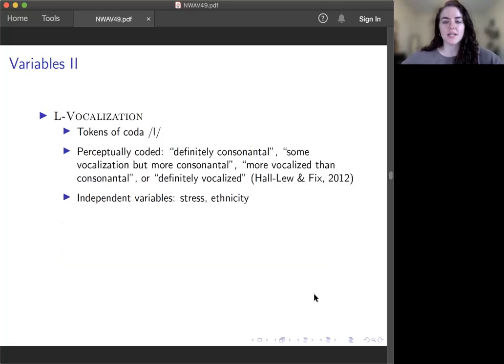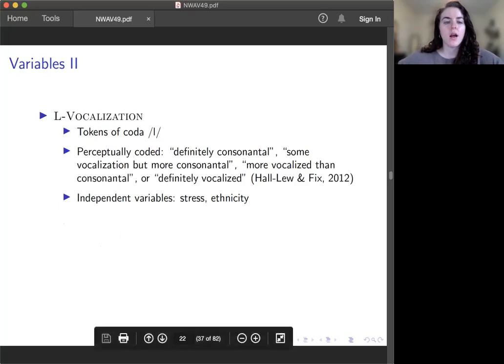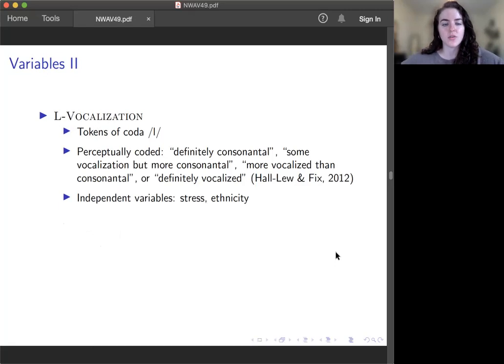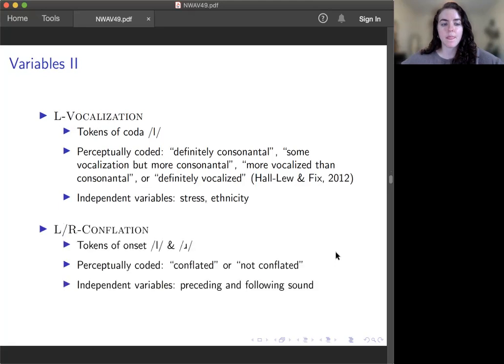For L vocalization, these consisted of tokens of coda L, and they were perceptually coded on a 4-point scale based on Hall-Kim and Fix 2012 as either definitely consonantal, some vocalization but more consonantal, more vocalized than consonantal, or definitely vocalized. And the independent variables we looked at were stress and ethnicity. And then finally for LR conflation, these consisted of tokens of onset L and R, and these were perceptually coded as conflated or not conflated, and the independent variables we looked at were preceding and following sound.